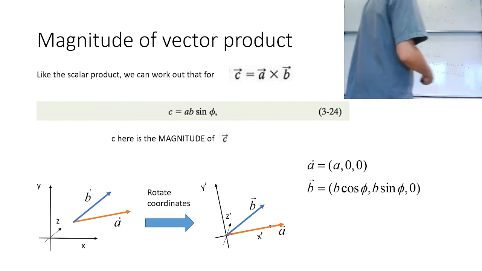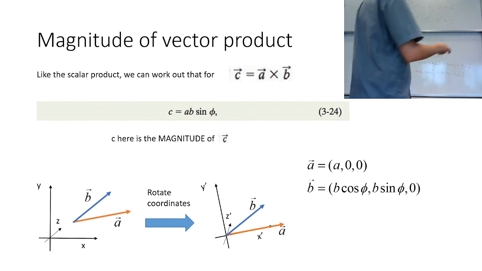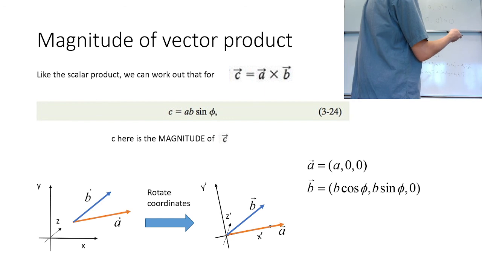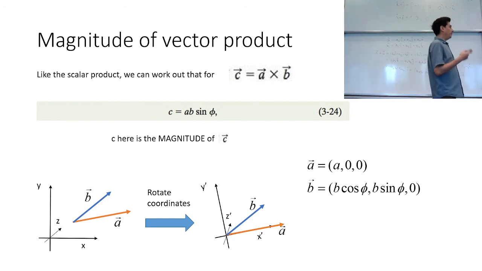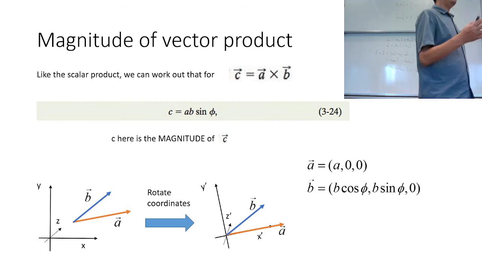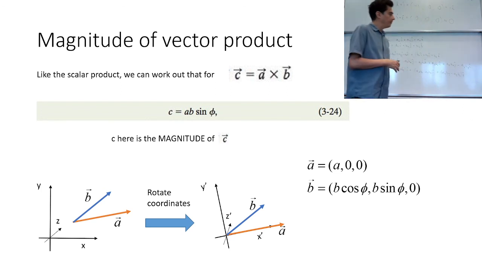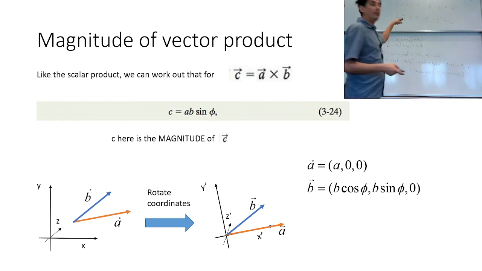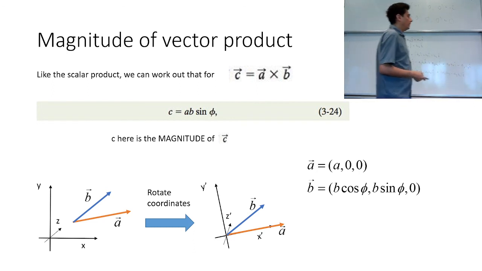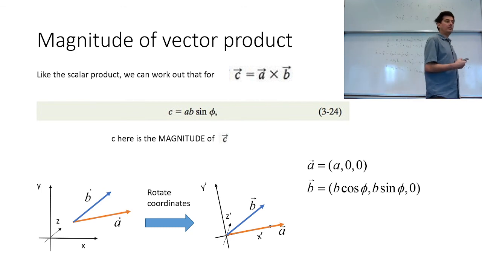You may have seen that if you want to work out the magnitude of a vector product, then it's AB sine theta. The scalar product was AB cos theta, but this time it's sine theta. And the way that you can work this out, following from this particular rule, is, again, you use the fact that this quantity is invariant under coordinate choices.